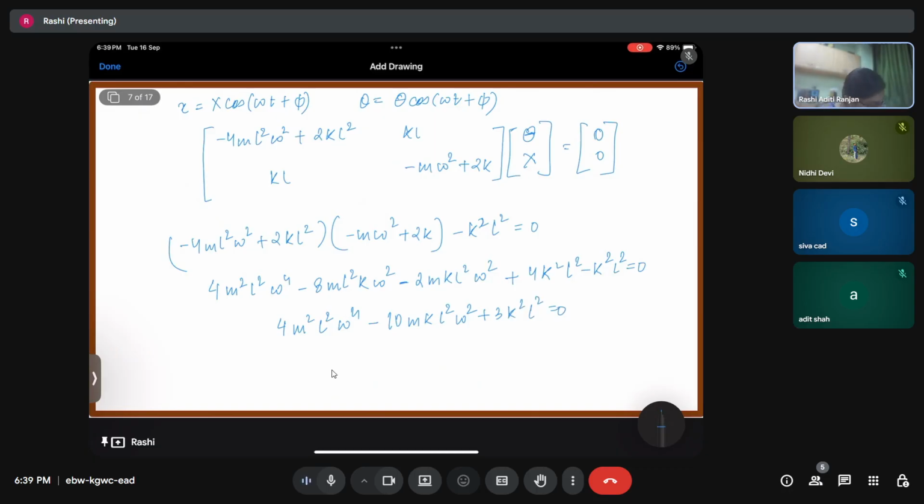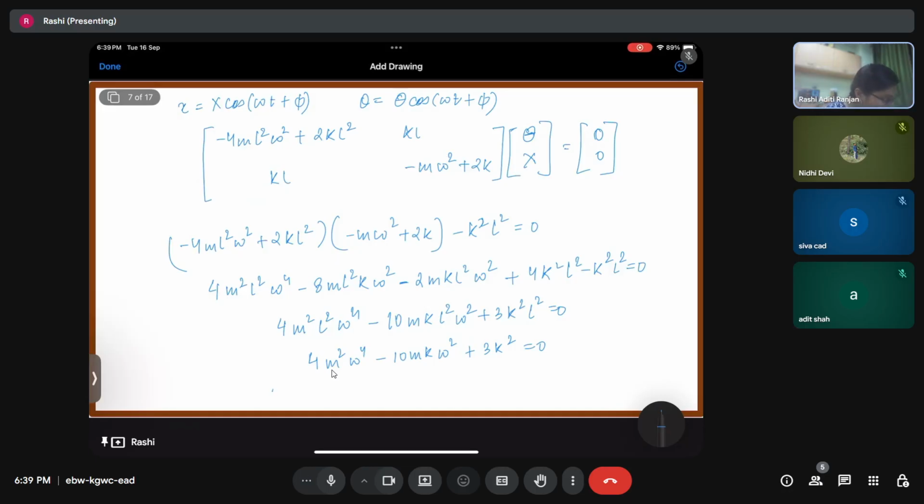So finally we are going to get 4m²ω⁴ minus 10mkω² plus 3k² is equal to 0. We can use the concept that we use to find out the roots of a quadratic equation in order to find out the values of ω², and then from ω² we can do the under root and take the positive values as the values of frequency or the modal frequencies.